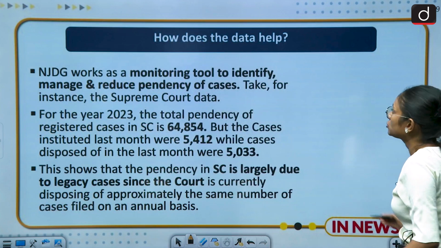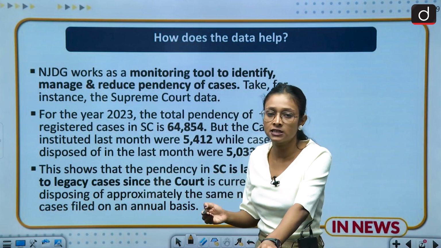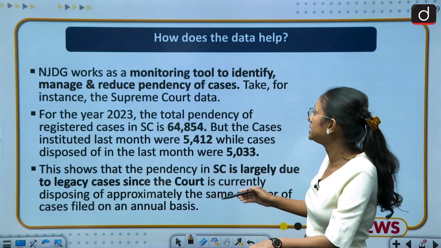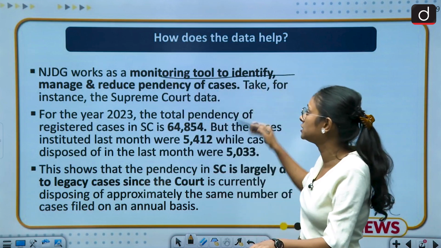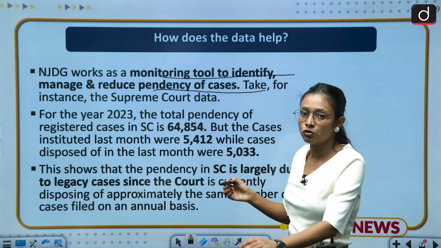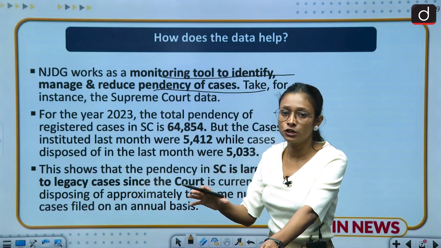Next slide is about how the data helps. The first thing it does, as we already discussed, is that it will resolve the pendency of the cases. It helps as a monitoring tool to identify, manage and reduce the pendency of the cases. So this is the first job it does.